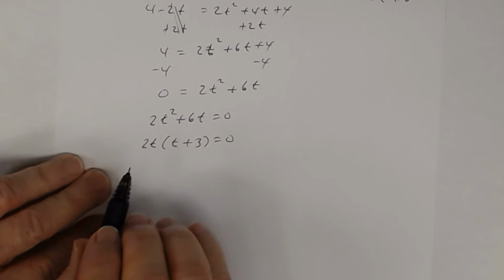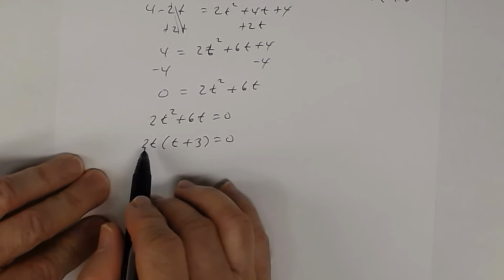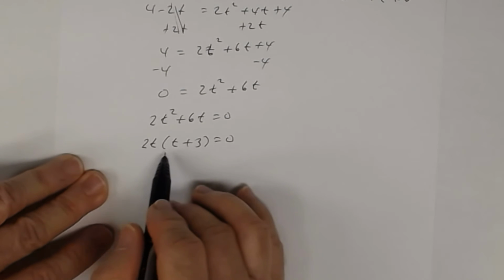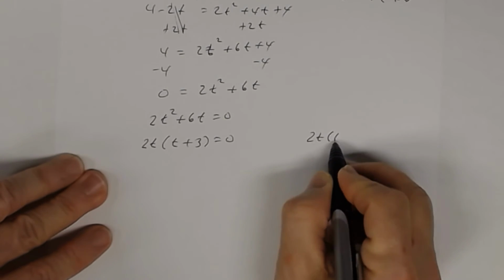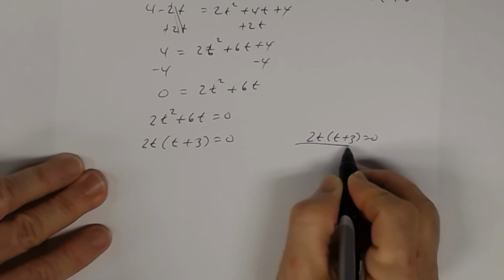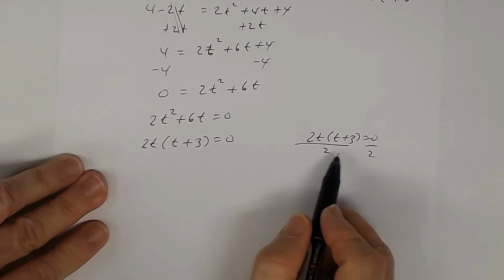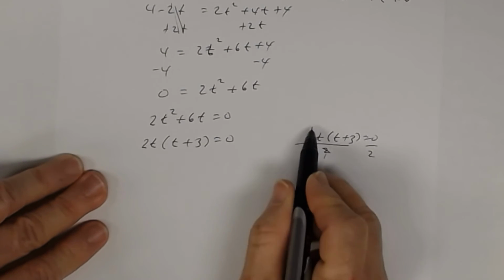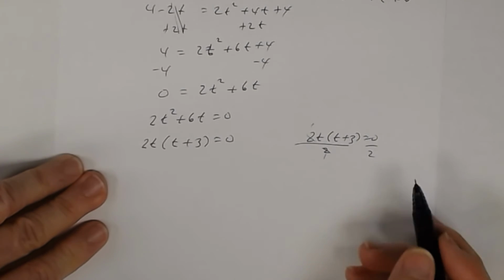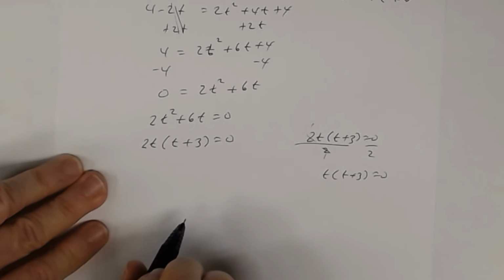And just remember that since this is an equation, you see this number right here, this coefficient, you could divide both sides by 2. So watch, you could do this. Because it's an equation, what you do to one side, you do to the other. But you cannot divide by a variable. You can only divide by a constant. So notice that the 2's divide out, and 0 divided by 2 is 0. So I get t times t plus 3 is equal to 0.